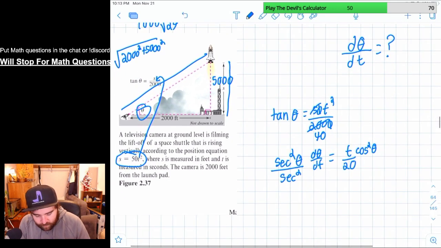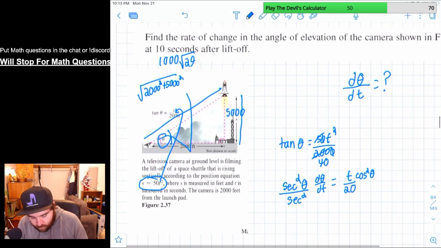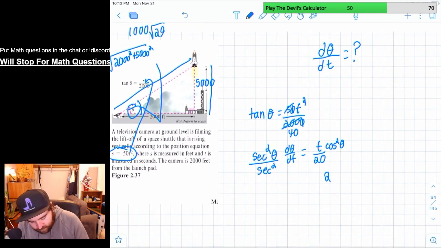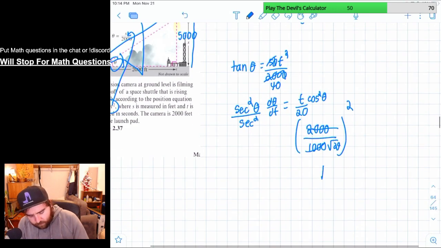Now if I'm trying to find the cosine of that angle, I don't actually need to find the angle, because I just need the cosine. And the cosine is 2,000 over that. So this is 2,000 over 1,000 root 29, and all of that is squared. So that's going to cancel, just leave the 2 up here. So that's going to be 4 over 29. And that should be the answer.